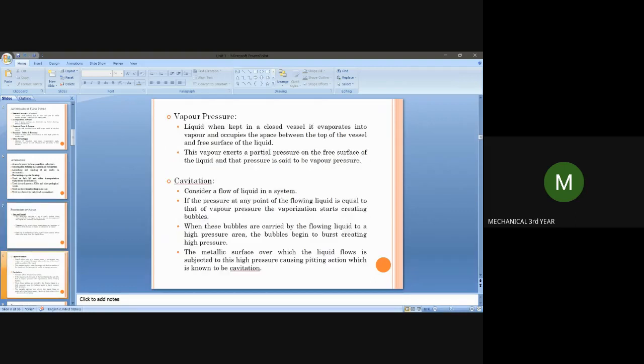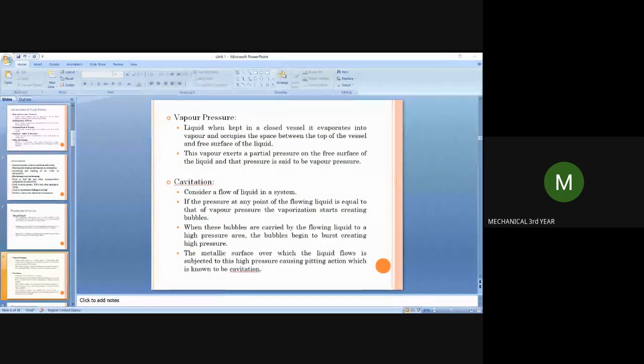So the next thing I want to discuss is vapor pressure. I'll give you a diagrammatic explanation also, but I just want you to listen first. When liquid is kept in a closed vessel, it evaporates into vapor and occupies the space between the top of the vessel and the free surface of the liquid.